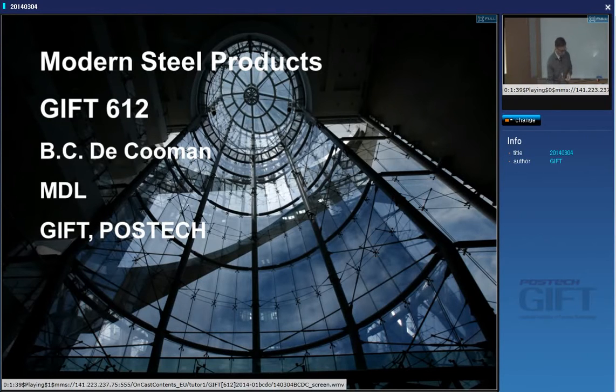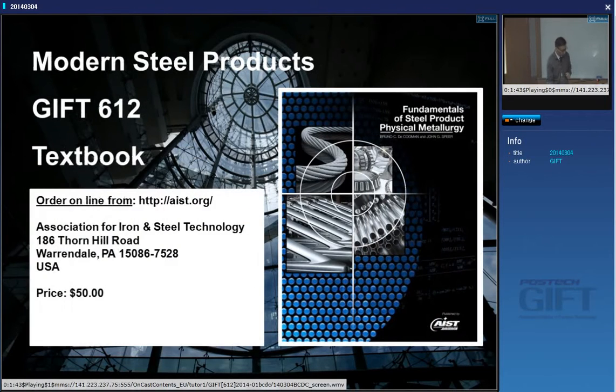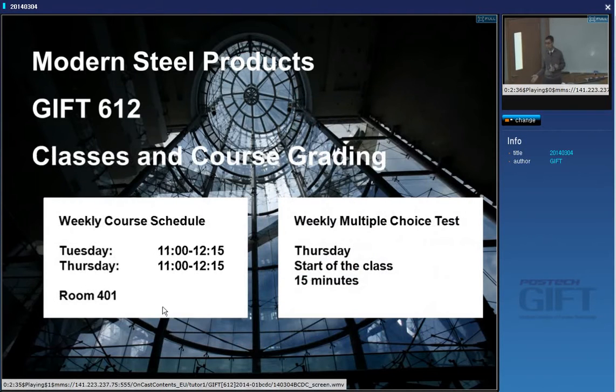Let me review a number of other points as we start. If you want to have a textbook that goes with the course, there is a book called Fundamentals of Steel Products Physical Metallurgy. It's available from aist.org, and you can order it on this site, and the price is $50. It's a soft cover, and there's a lot of material from the course in there, but not everything. But that's a good book to have if you would want a textbook for this course. You don't need to buy it. All the material we discuss will be in the slides that will be on the E-class site, okay?